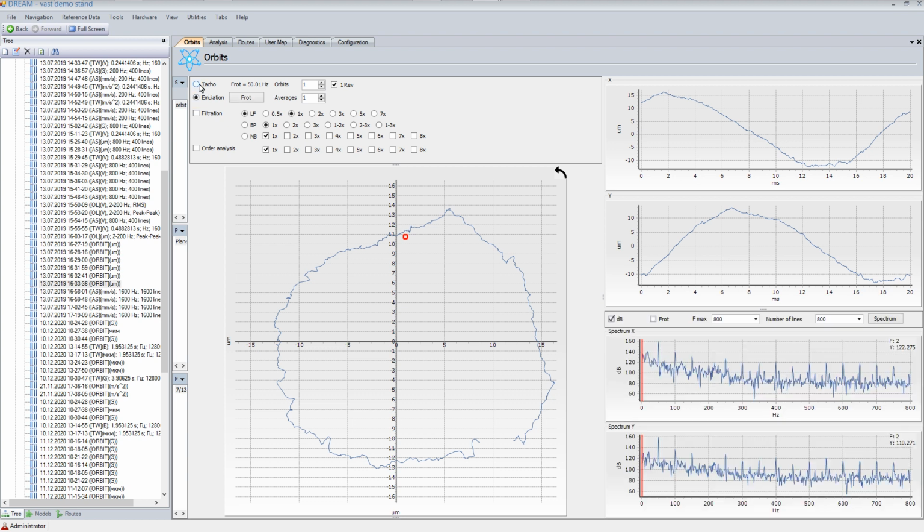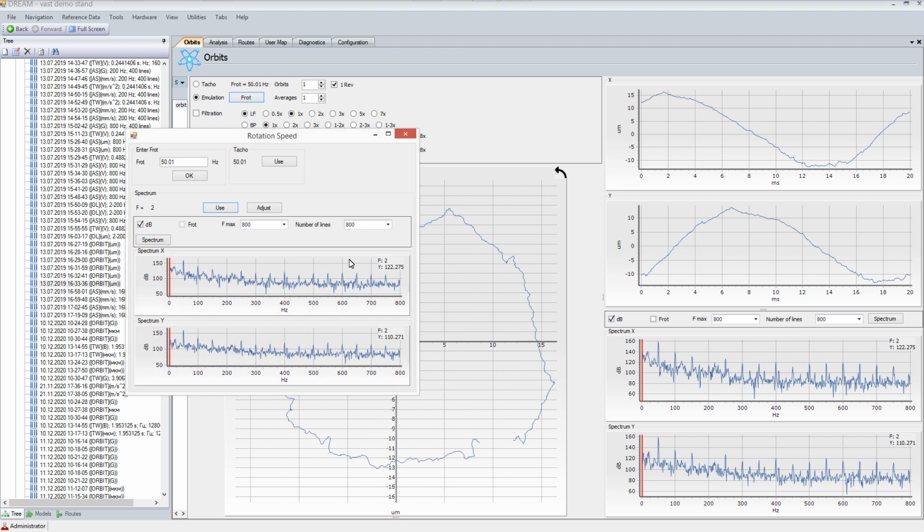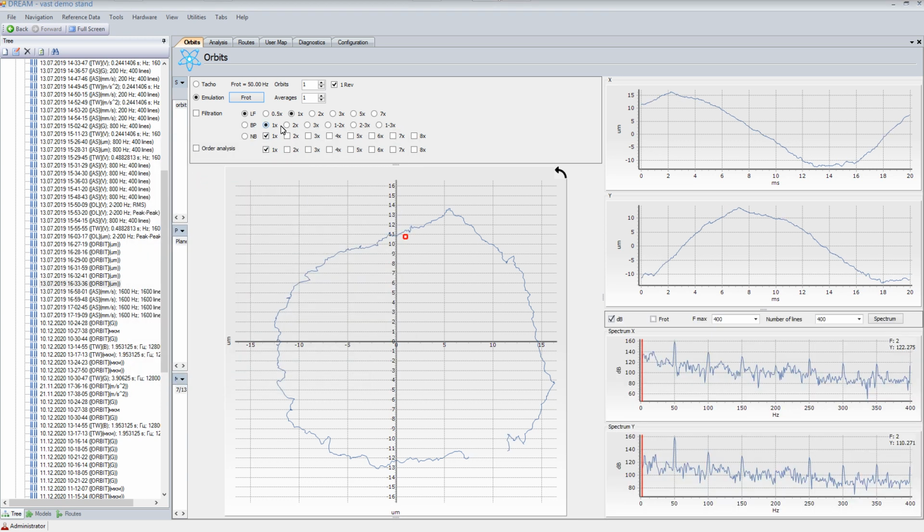So we dispose of the TACO probe marks and we enter a different rotation speed. To enter rotation speed, there are 3 options. First of all, if you have a TACO, you can use it. If you don't have a TACO, you can just write it manually. For example, I can correct it to 50 and say OK, like this.